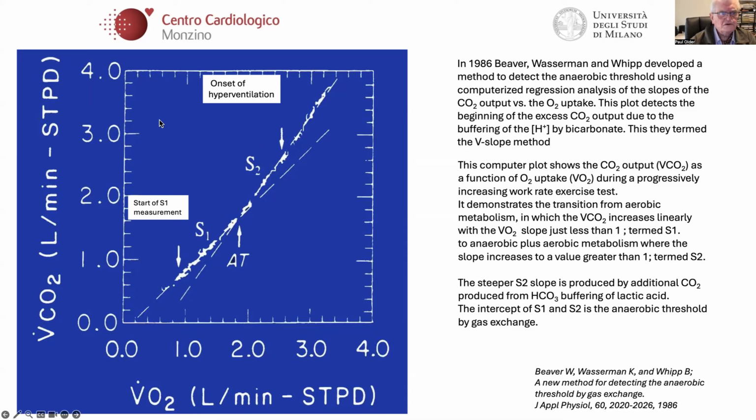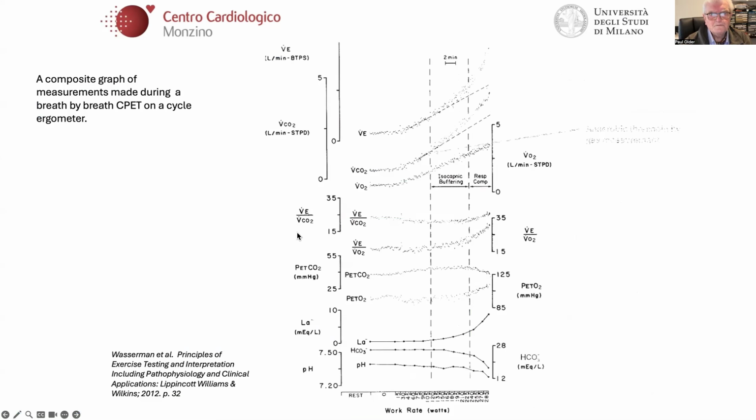There's the CO2 output, oxygen uptake. Notice there is a slope there at the oxygen uptake, which if extrapolated would go on like that. But at this point, something happens and the slope becomes steeper and goes up like that. This slope they termed S1, that slope they termed S2, and where the two slopes intersected, they called the anaerobic threshold. This then is the anaerobic threshold by the gas measurement.